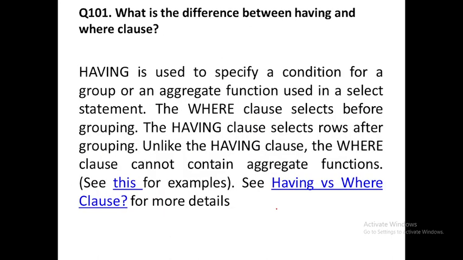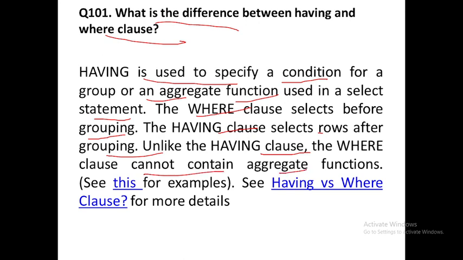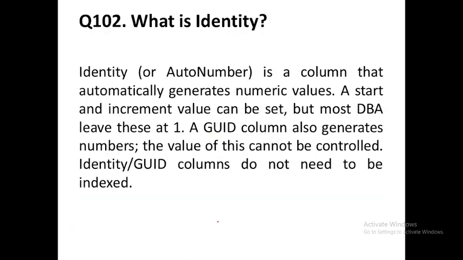And what are the differences between having clause and where clause? Having is used to specify a condition for a group or an aggregate function used in a select statement. The where clause selects rows before grouping. The having clause selects rows after grouping. Unlike the having clause, the where clause cannot contain an aggregate function. See having versus where clause for more details.